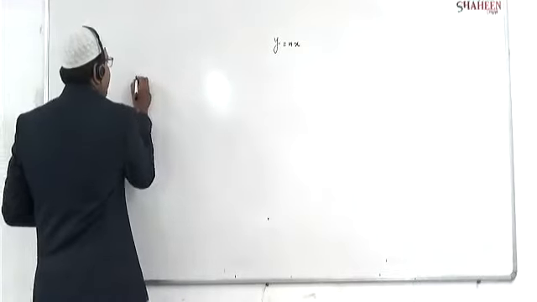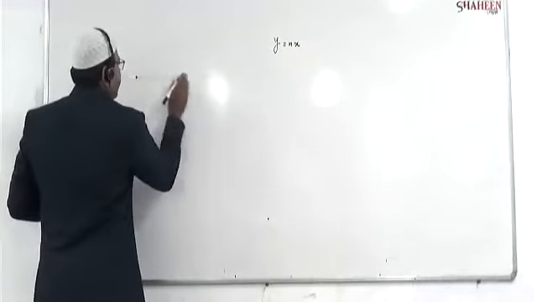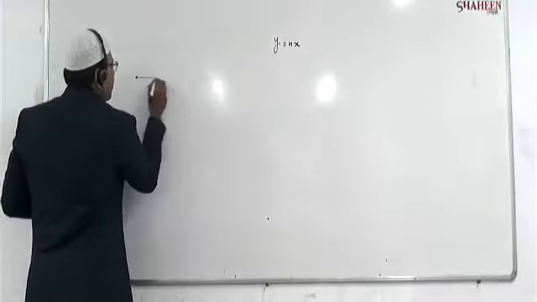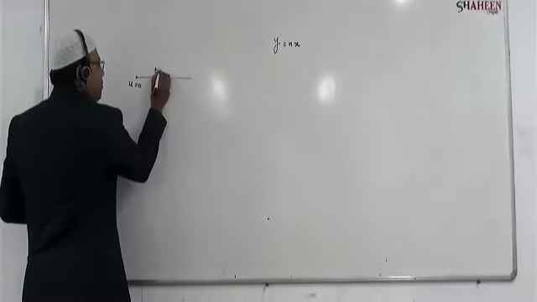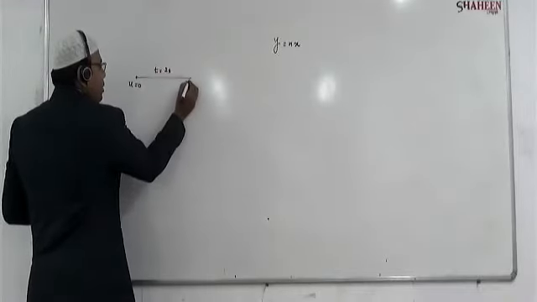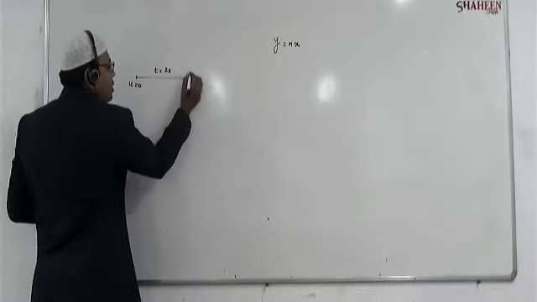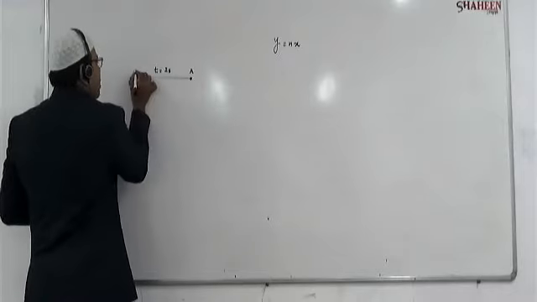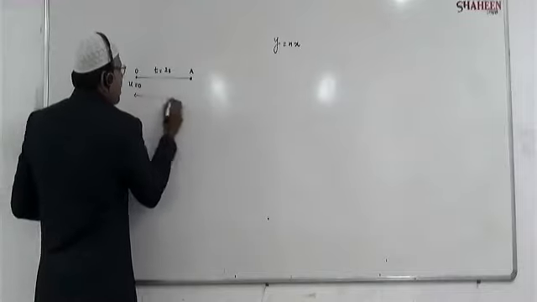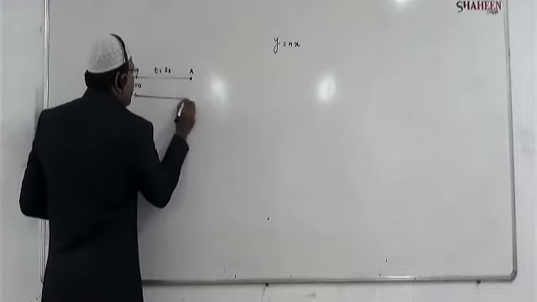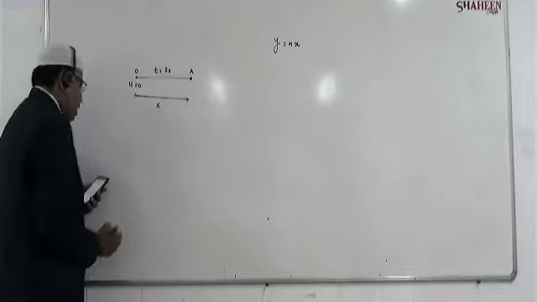The body is starting from rest, so try to understand, its initial velocity is 0, and for time t equal to 2 seconds the body has reached this point. Suppose this is the point A, this is the initial point O. So how much distance has it traveled? From here to here, the distance traveled is x.